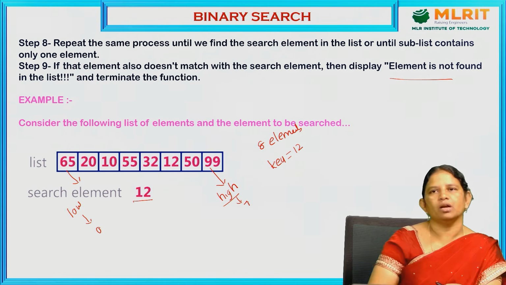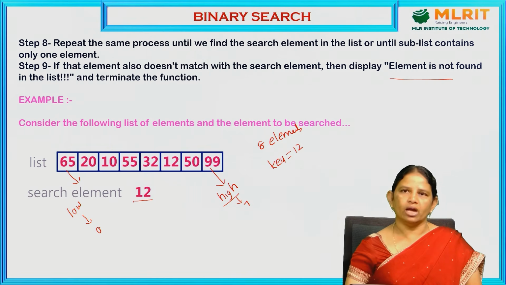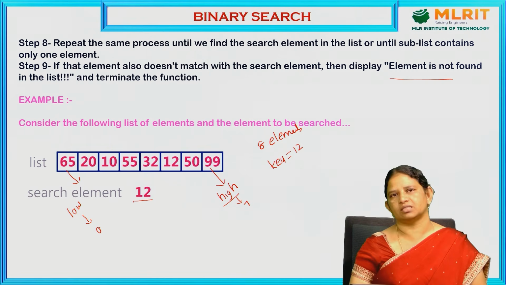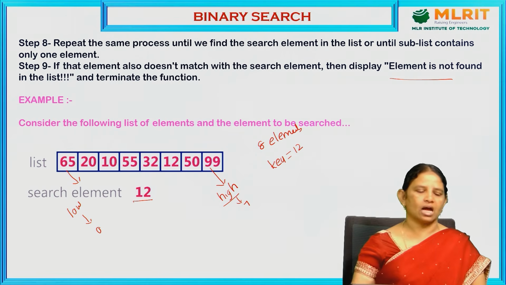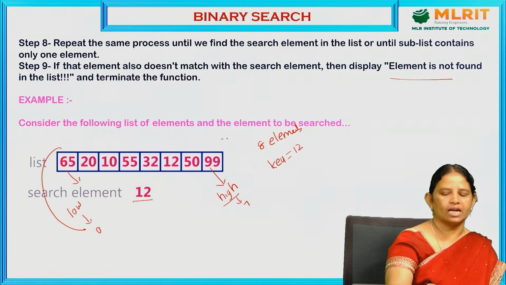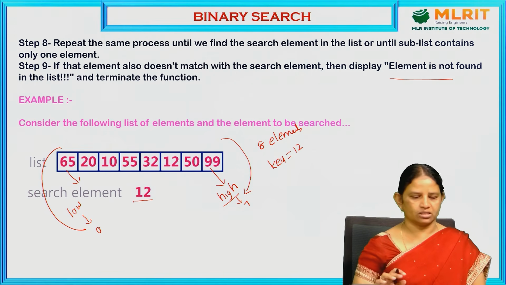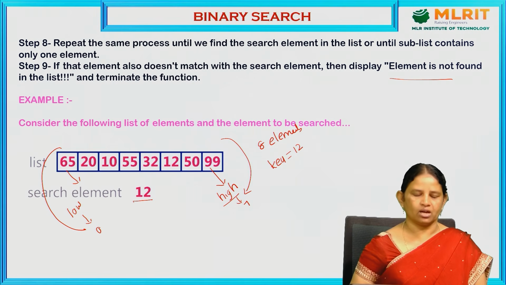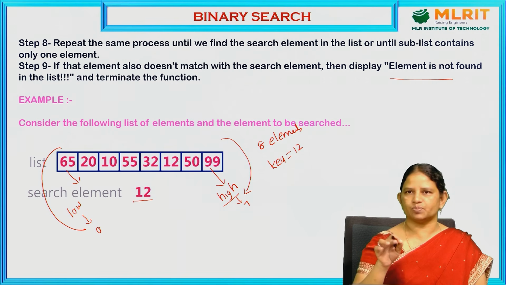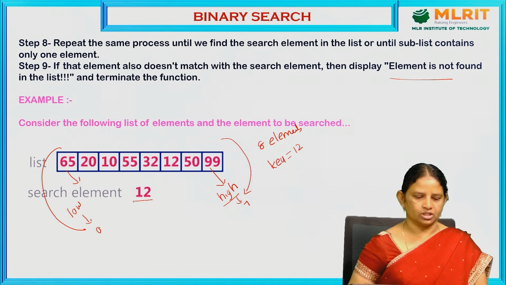Please remember, the first element in the list is called the low element, and the last element in the list is called the high element. The address or position of the low element is 0, and the address of the last element is 7. So that is the given description. The key element is 12, and we need to compare whether the key element is present in the list or not. So we have to start the procedure.